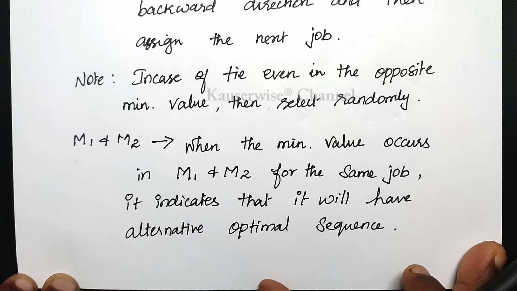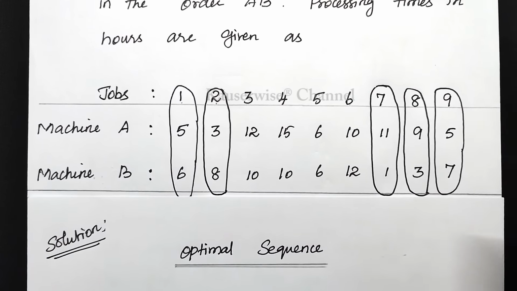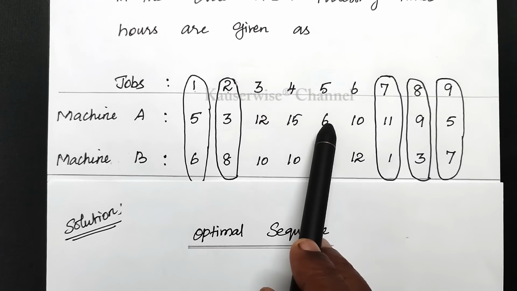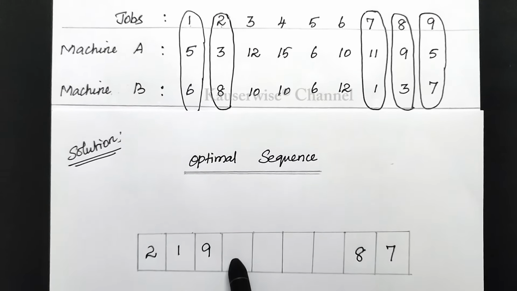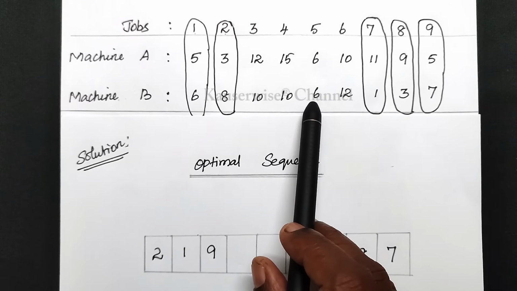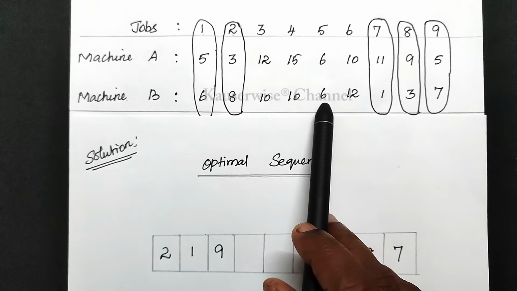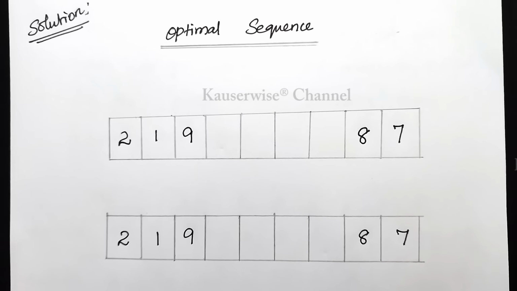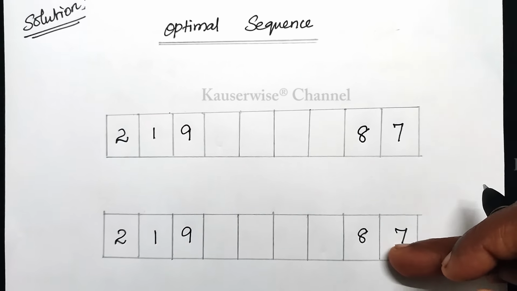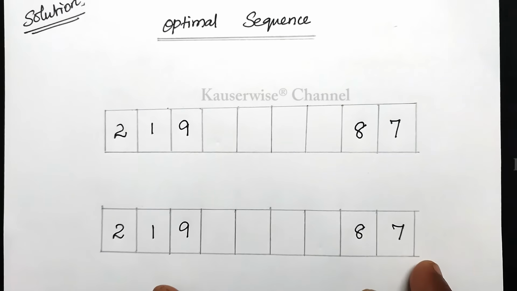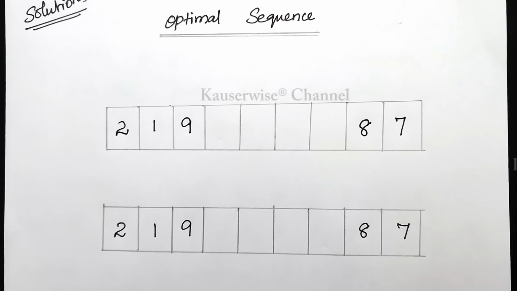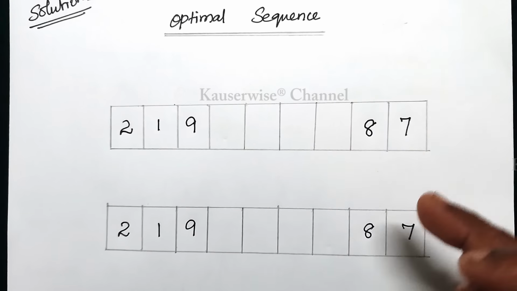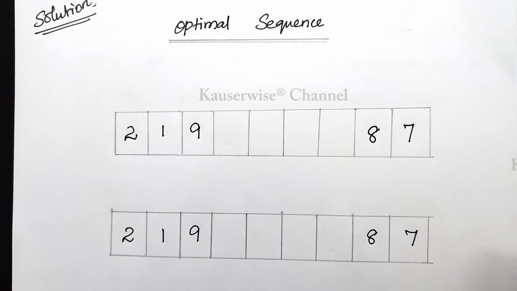Now look at the problem. Here we have 2 alternative sequences. The first one is, if we consider mission A, we have to assign this job in the forward direction. If we consider this 6, that is mission B, we need to assign job 5 in the backward direction. This kind of tie will have 2 alternative optimal sequences. Just copy the same sequence. Now we are going to decide whether to assign that particular job in the forward or backward direction. But for both optimal sequences we are going to get the same answer.